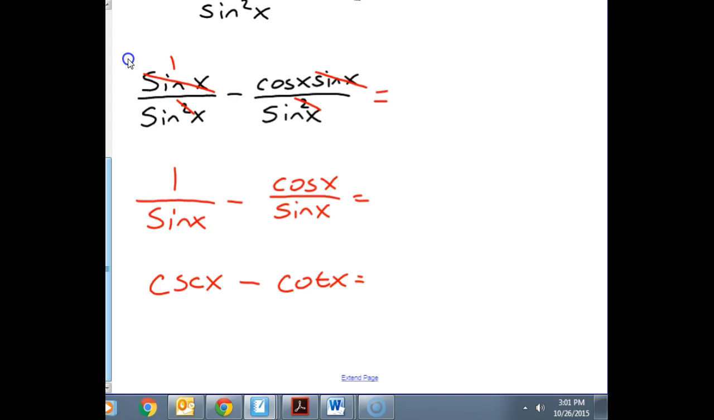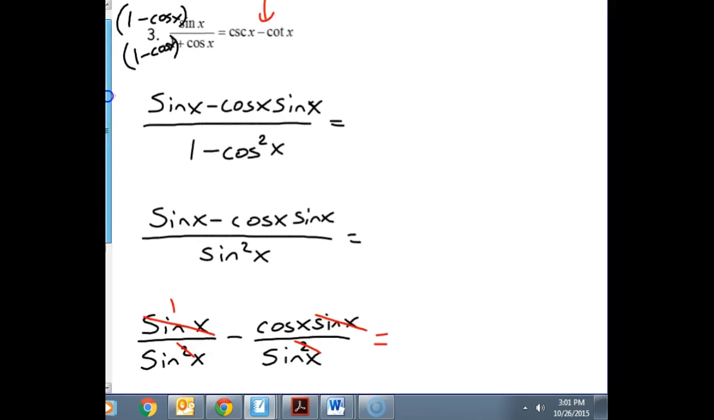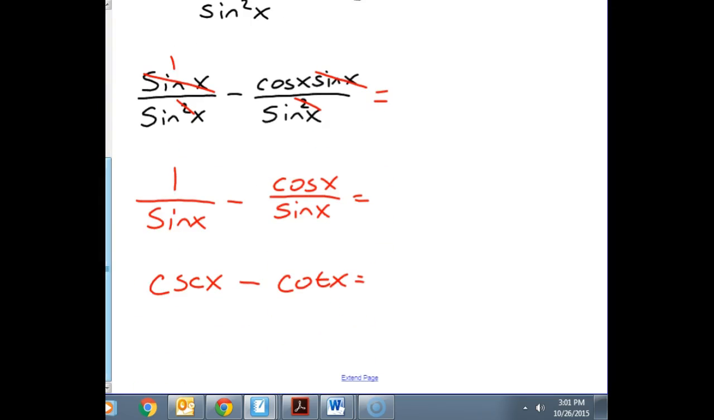And if we actually look up at where we started, was that our goal? Yes, that is actually what our goal was. So we're good. We're done. So this would be cosecant x minus cotangent x. We put our little check mark and move on to the next problem.